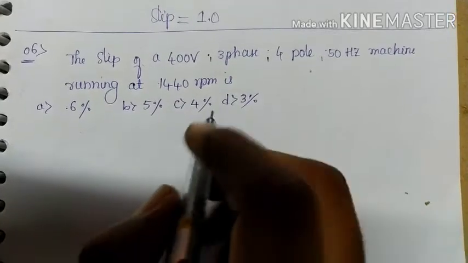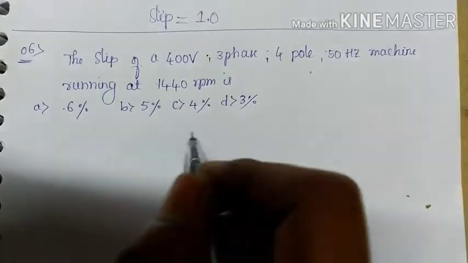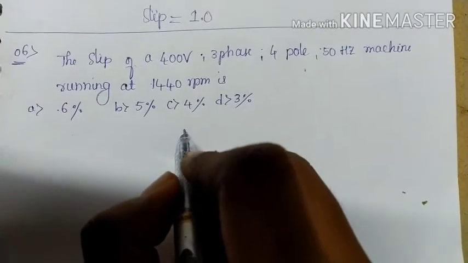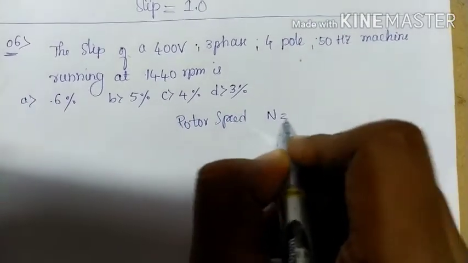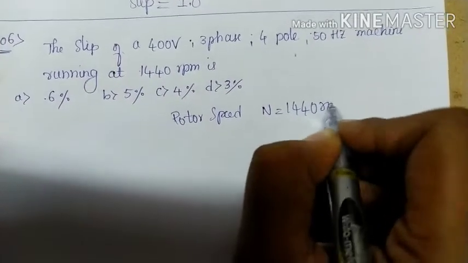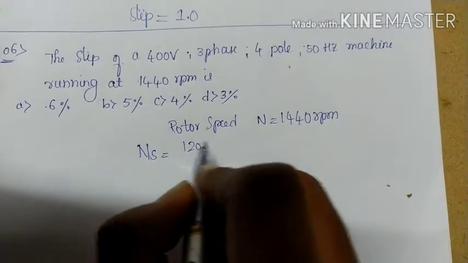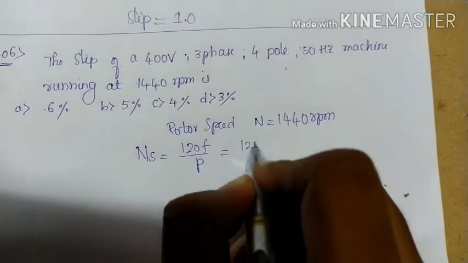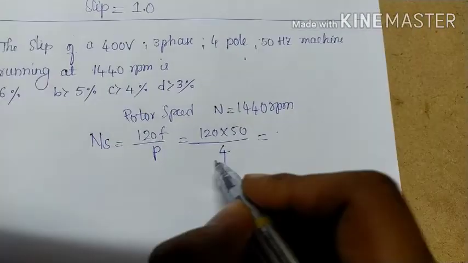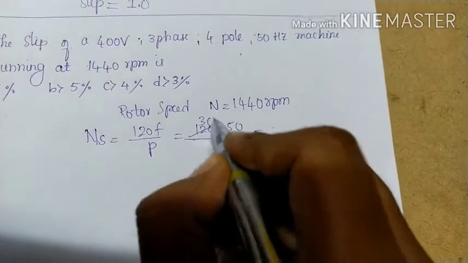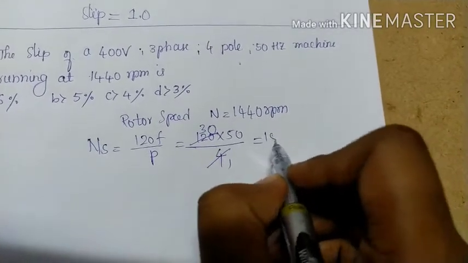For this we have a solution. They have given the machine running at 1440 rpm, that is the rotor speed, N equals 1440 rpm. We have to calculate the synchronous speed, that is Ns equals 120 f by p. So 120 into the frequency, which is 50 Hz, and the poles are 4. So this gives 1500 rpm.